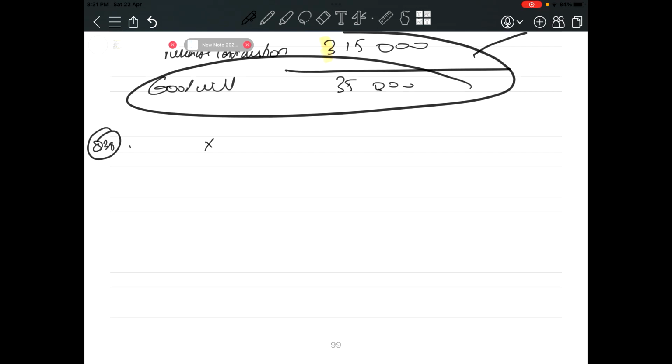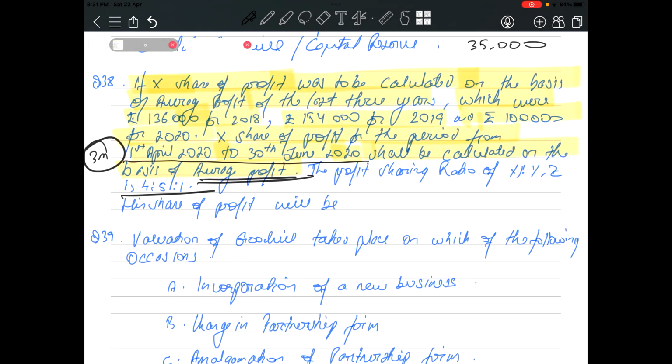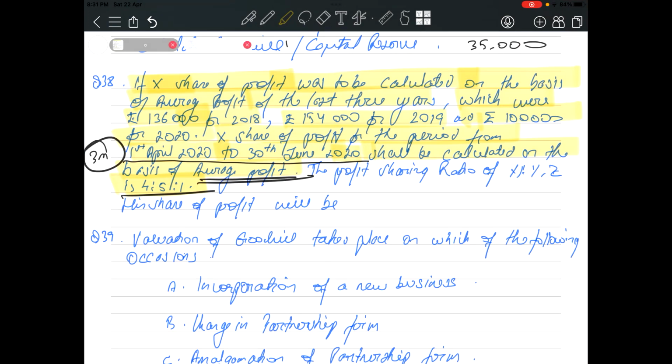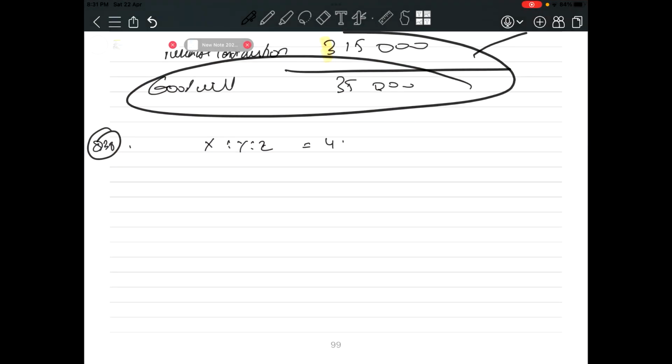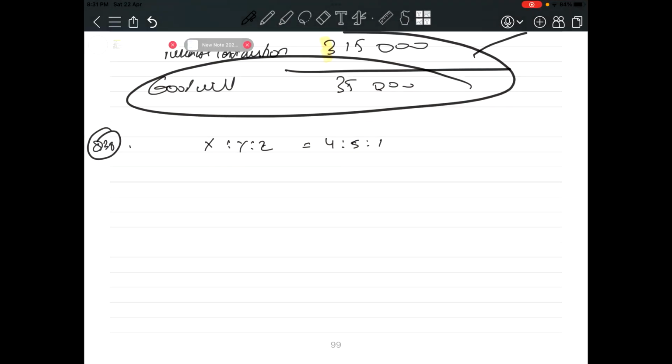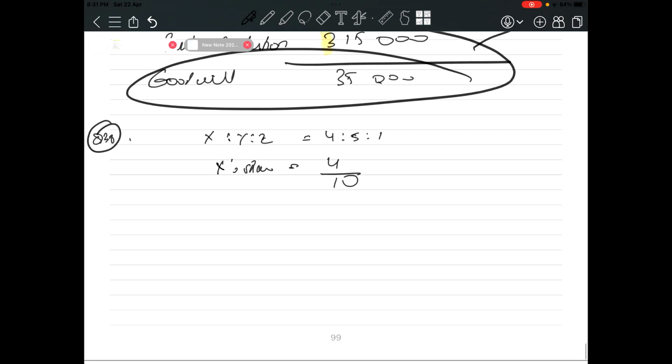So what are the partners? X, Y and Z are partners sharing profits and losses in the ratio of 4:5:1. Now whose profit do we have to calculate? We have to calculate X's share. So what is X's share? X's share is 4/10. Simple. Now what is the question saying?